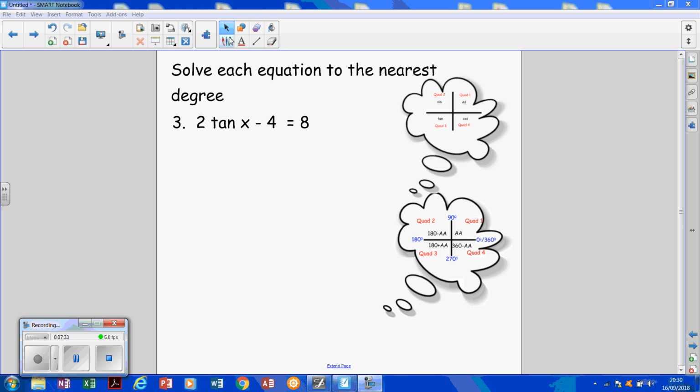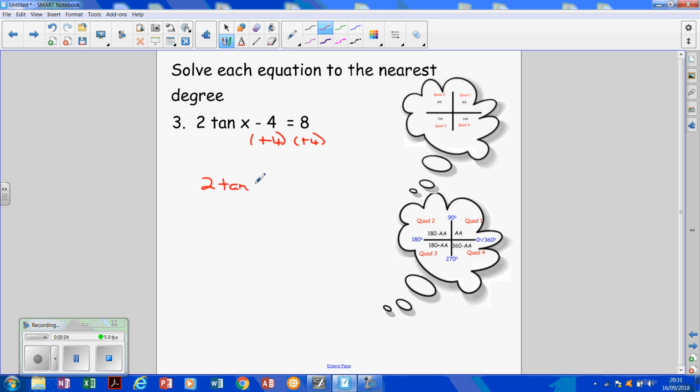Now for this one, what we've got is 2 tan x minus 4 is equal to 8. We've got to unravel this equation until we get tan x equal to a number. So again, 2 tan x minus 4 is equal to 8. The last thing I said there was that minus 4, so to undo it I add 4 onto both sides. So when I do that, I get 2 tan x is equal to 8 plus 4, which is 12.